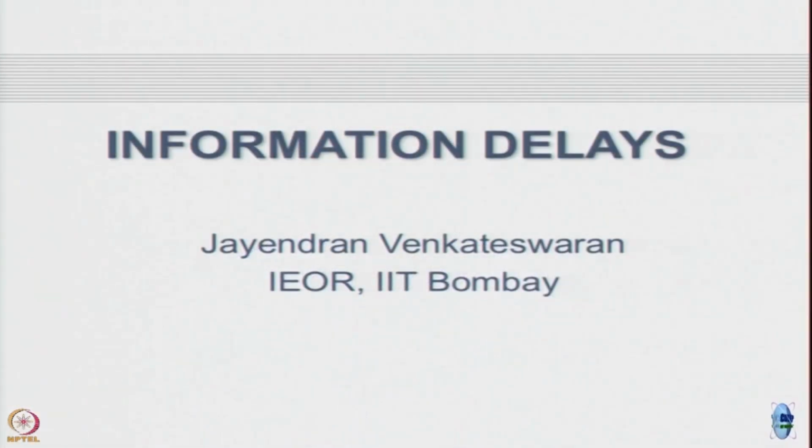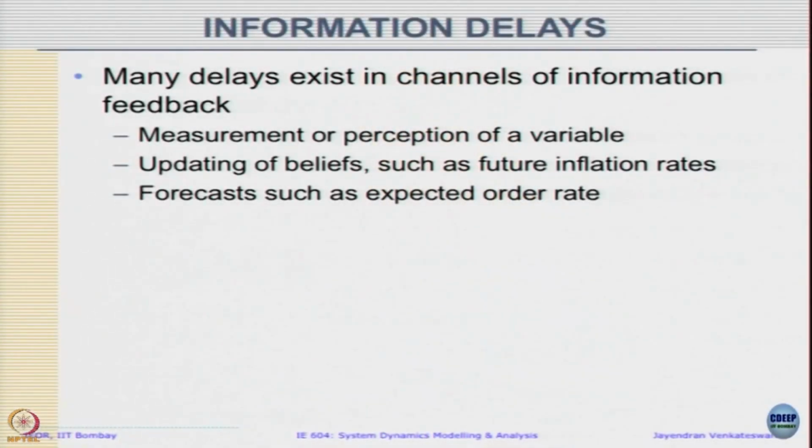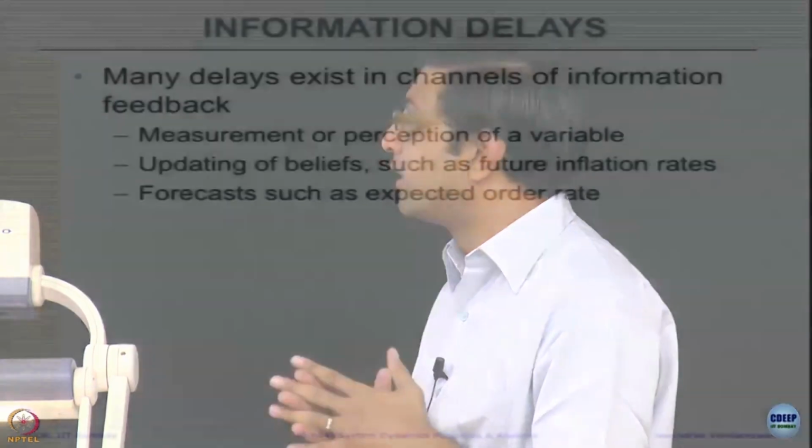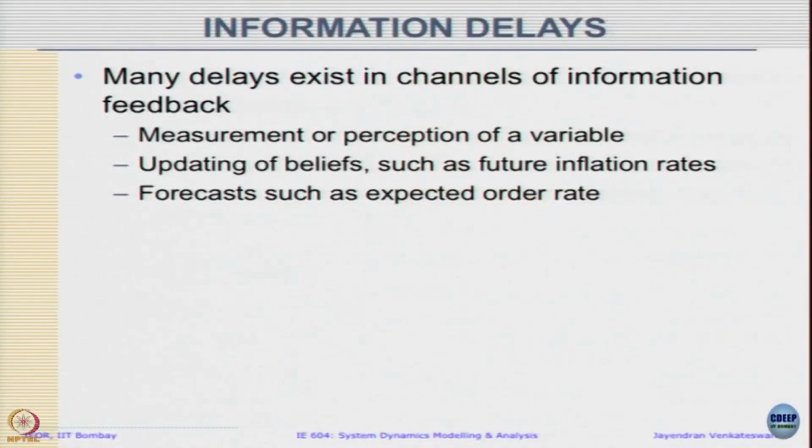So, today's class we will look at how to model information delays in a system dynamics model. When we want to make decisions, it involves the use of information, and this entire feedback mechanism to get the information and, based on that, make your decision is fraught with a lot of delays. The delays could be in the form of measurement or perception of a variable, updating of beliefs such as future inflation rates, or forecasts such as expected order rate.